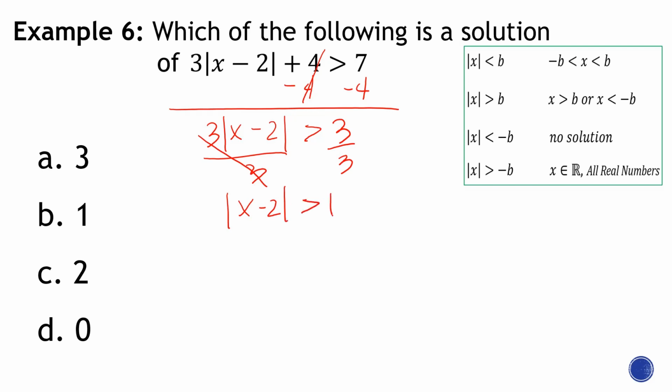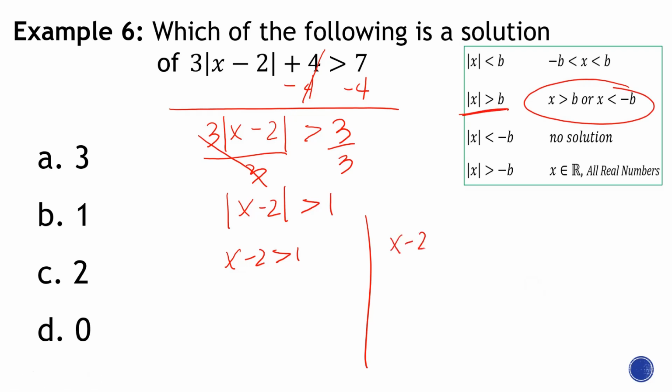Next, drop the absolute value bars and use the property here on the right side, because we have this. So x minus 2 is less than negative 1. Add 2 on both sides. x is less than positive 1. Here add 3, add 3. Add 2 on both sides. x is greater than 3.